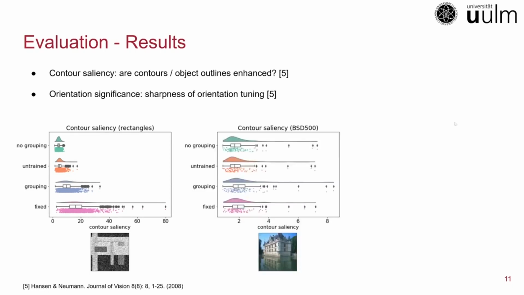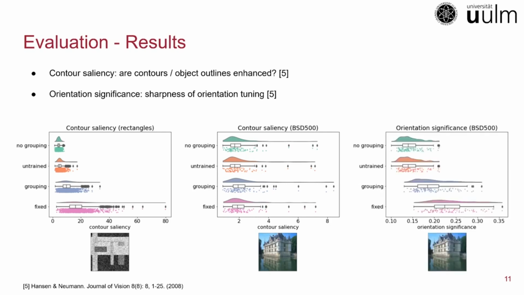On natural images, the situation is less clear. So you can see that there is considerable spread. There are quite a few outliers, but the overall tendency is that the untrained network does not improve the contour saliency. The trained grouping does improve it a bit, and even more than the fixed weights, but the differences are less clear. On the natural images, we can also look at the orientation significance. And there we see a similar trend as with the contour saliency, that the grouping improves the orientation significance, but not as much as the fixed pre-specified filters.